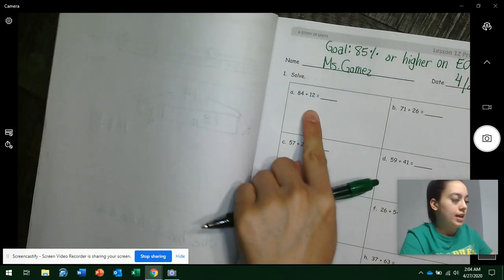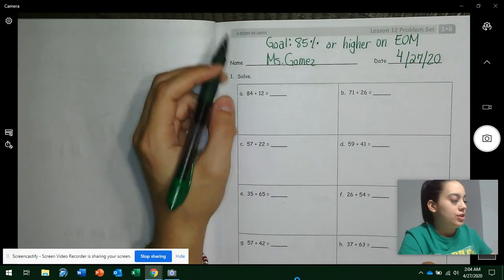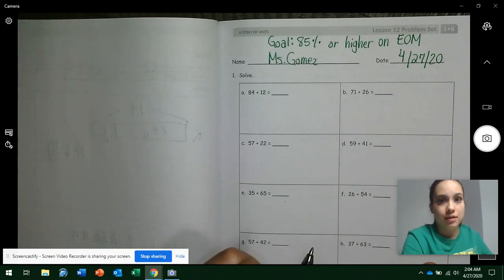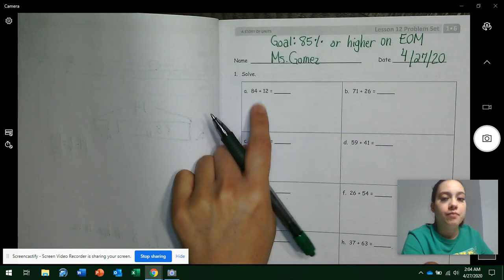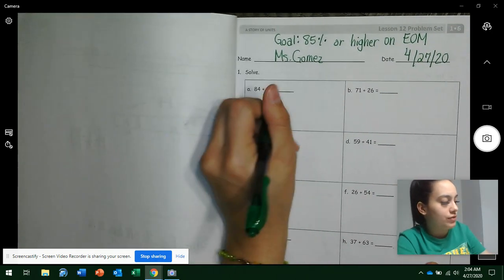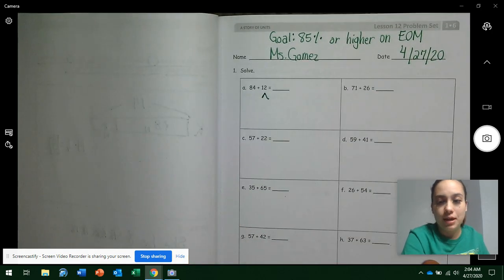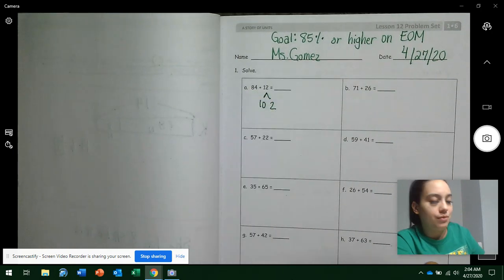So I'm going to do number A with you all. Let's do it together. Ready? So we break apart, we decompose the smallest number. What's our smallest number for A? Yes, 12. So let's decompose 12. What two parts can I break it apart into? Yes, 10 and 2.